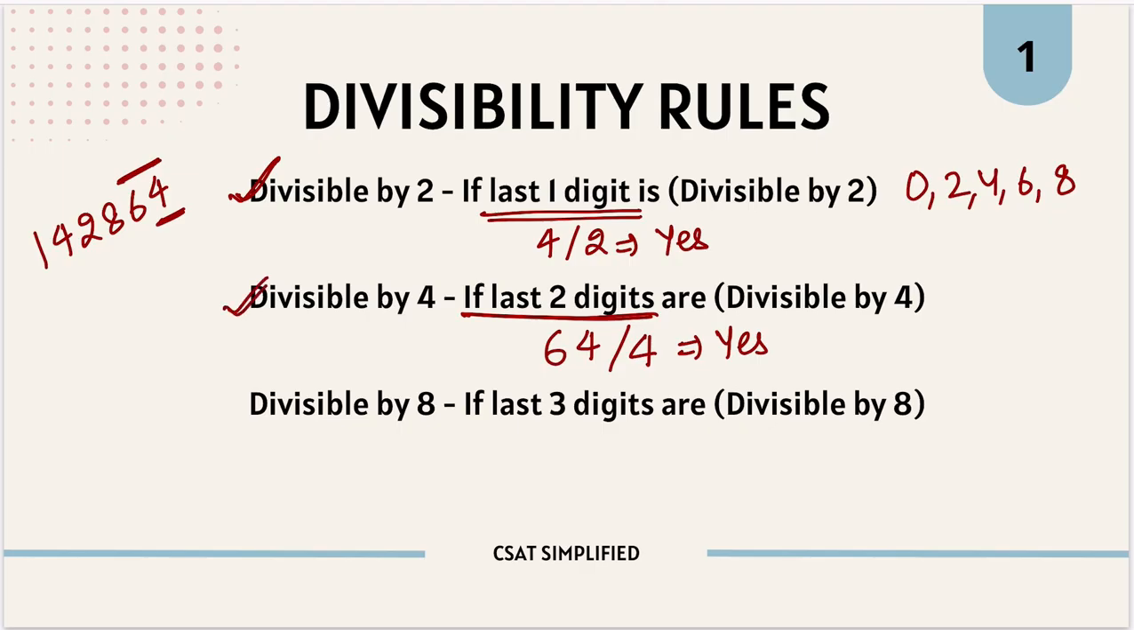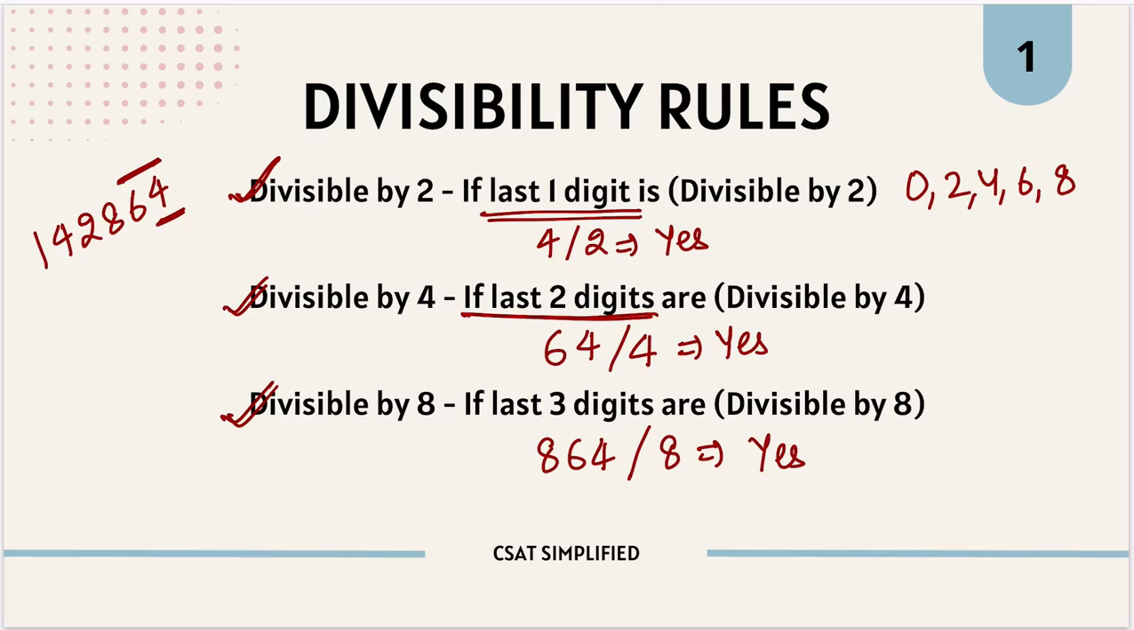Let's see divisible by 8. To check divisibility by 8, you don't check only the last one or the last two, but the last three digits. So the last three digits are 864. You just check if it is divisible by 8. The answer is yes. So you can say the complete number is divisible by 8.